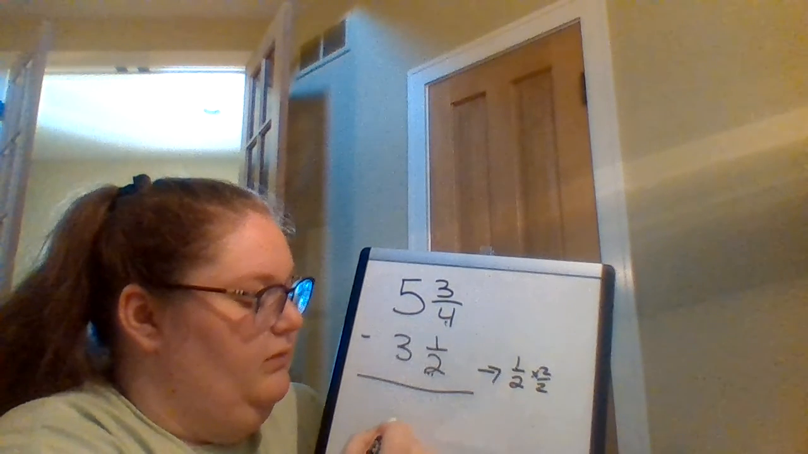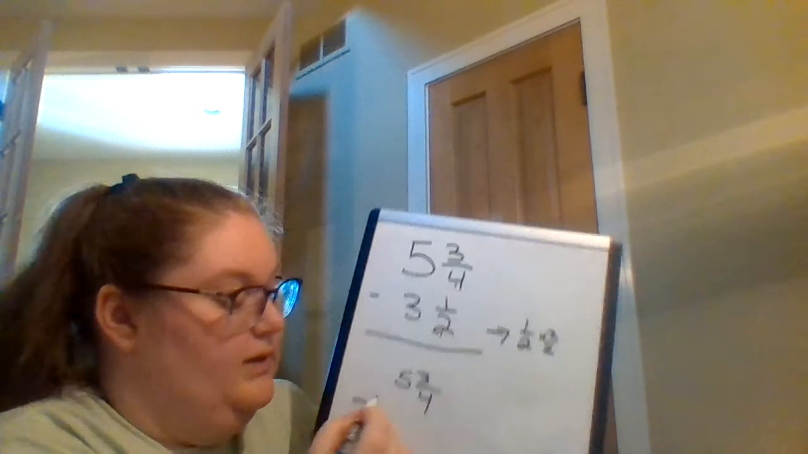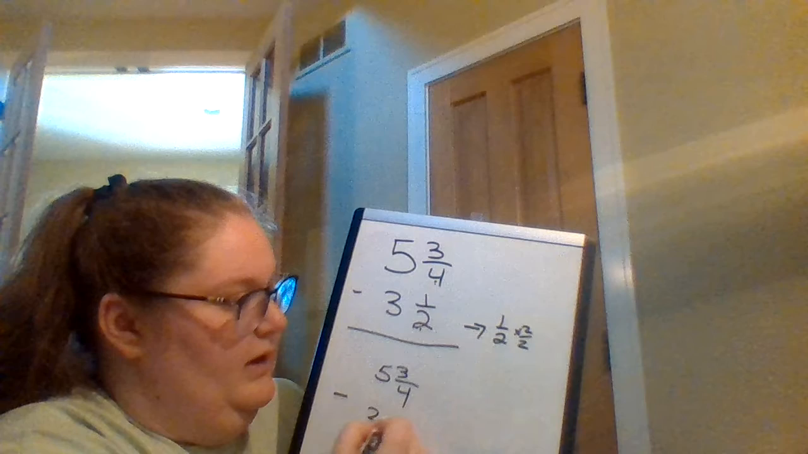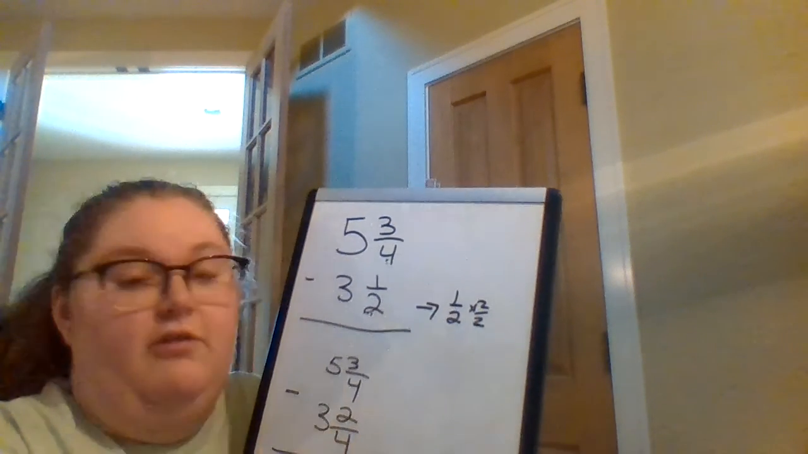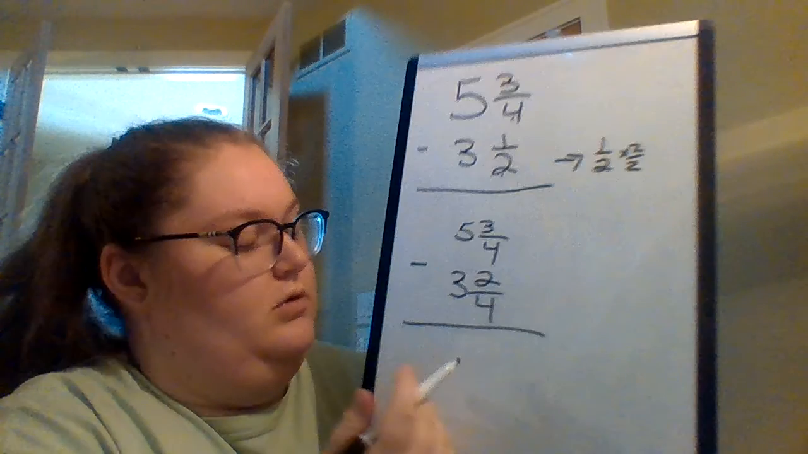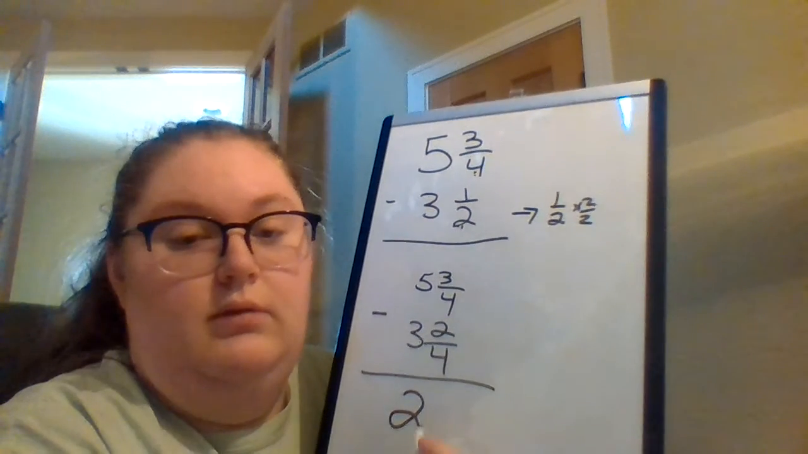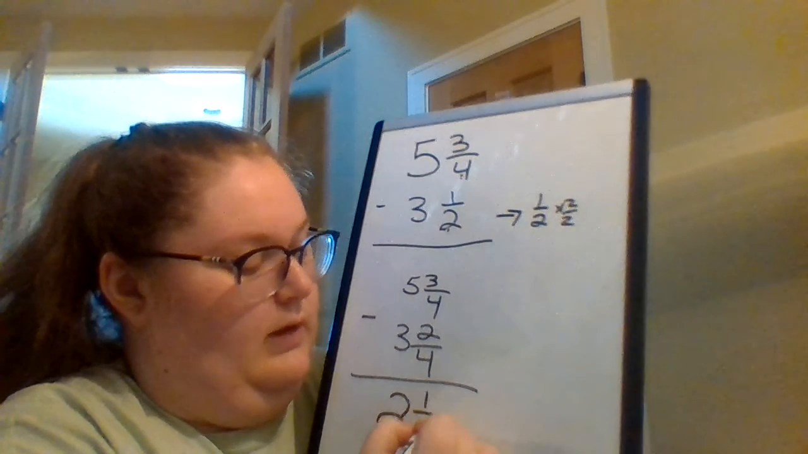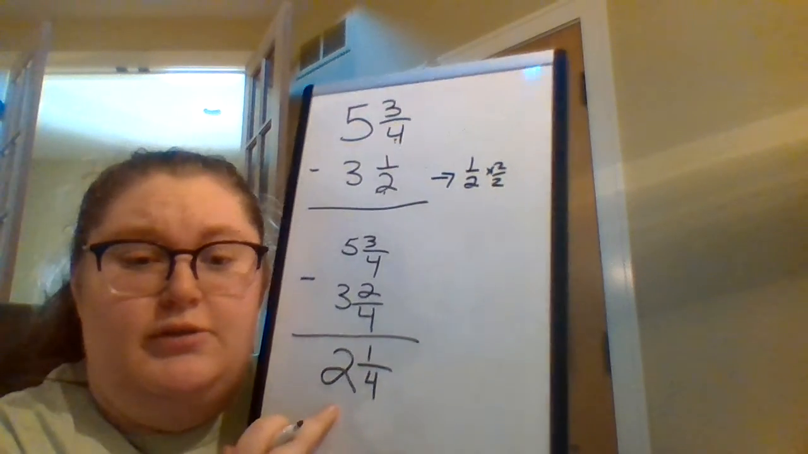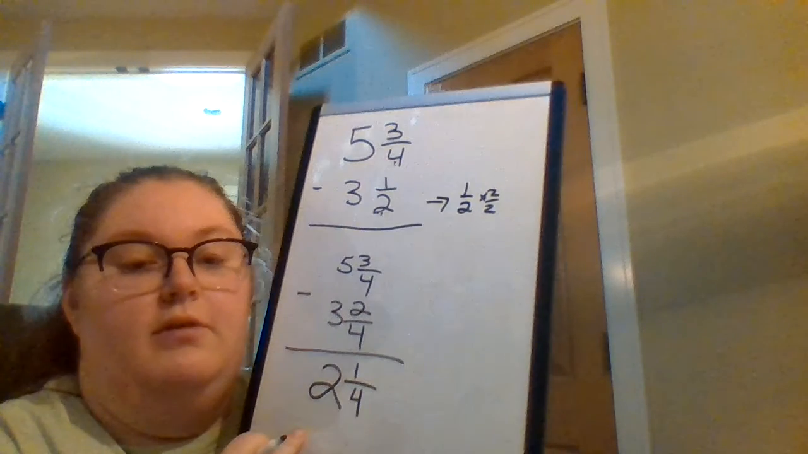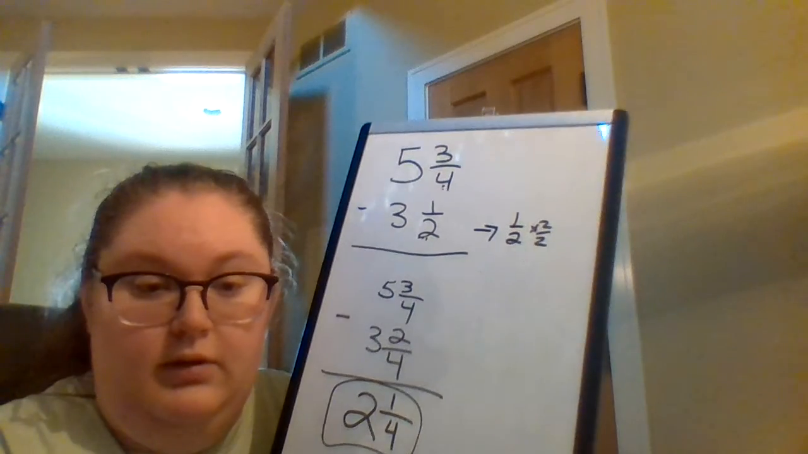So then let's rewrite this. Minus, remember this time we're subtracting. So 3 and 2/4. Okay, so 5 minus 3 right away. What is that? 2. Okay. 3 minus 2 is what? 1. And then our 4 stays the same. Now, do we have to reduce this? Is this the smallest amount we can have? Yeah. So then our answer is 2 and 1/4.